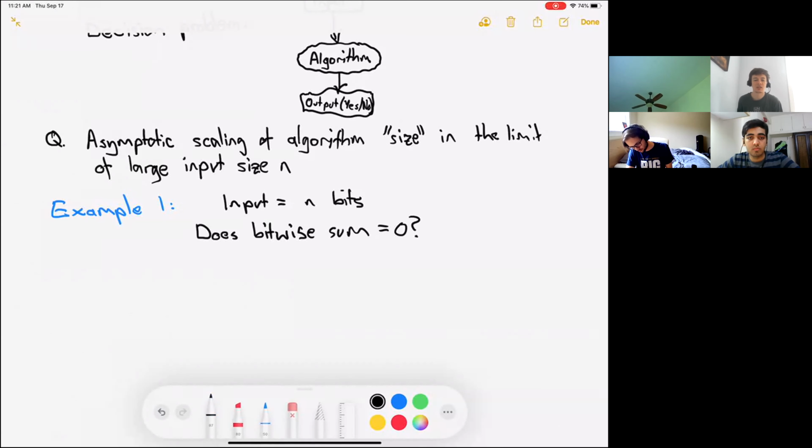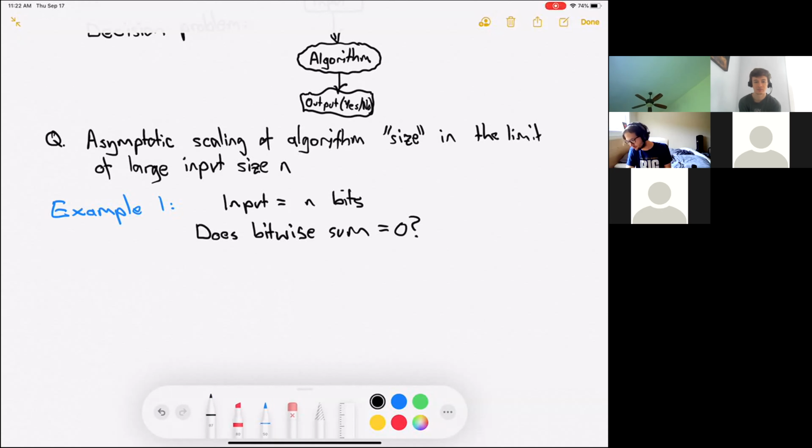Can anyone tell me what the fastest algorithm that will do this is? How long does that algorithm take? Log of the number of bits. So you think it's log of the number of bits. So how would that algorithm work? I don't know, like a tree sort of thing where you compare the first and the last, and then.